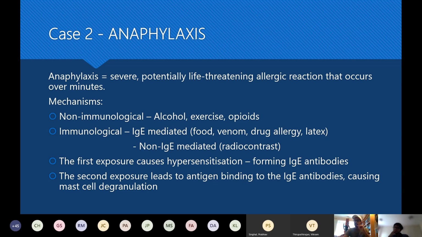Non-IgE-mediated, the important one in that is the radio contrast. The way it works in pretty much all of these is that you'll have a hypersensitization event on the first exposure to something. I'm specifically talking about the IgE-mediated one here, because that forms IgE antibodies. And then the second exposure, later on, once you have this immune response developed, would be antigen binding to the antibodies, causing the mast cell degranulation, and then causing this cascade with all these effects, like the inflammation, the rash, etc.